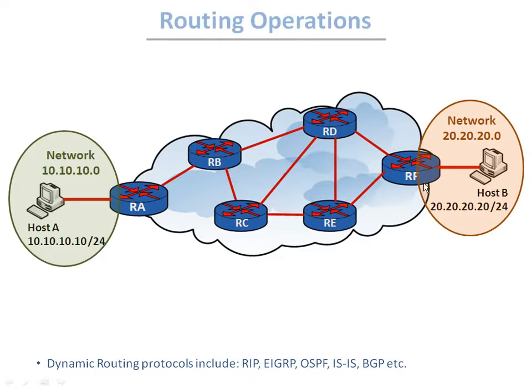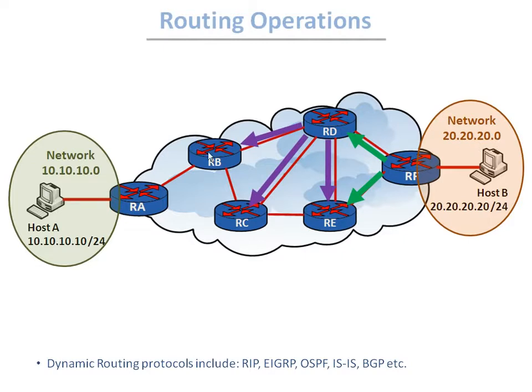For example, since router F is directly connected to the network 20.20.20.0, it will go and tell its neighbors, meaning its directly connected routers, that it knows how to reach this network. Then, for example, router B says, oh great, if you know how to reach this network, that means I know how to reach this network as well, since I know how to reach you, right? So it goes and tells its neighbors also that it now knows how to reach this network.